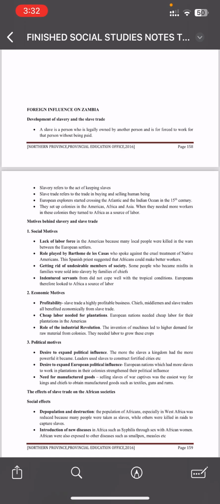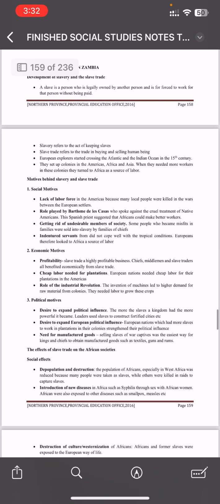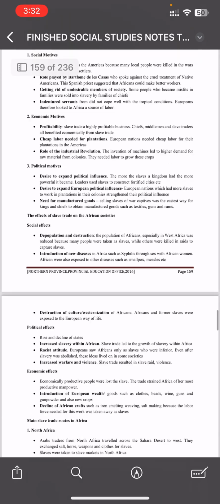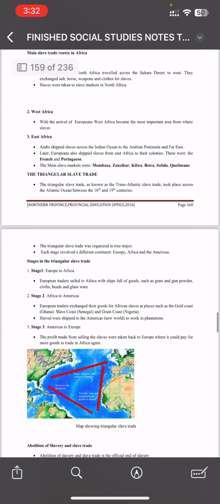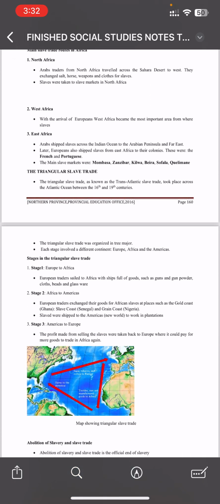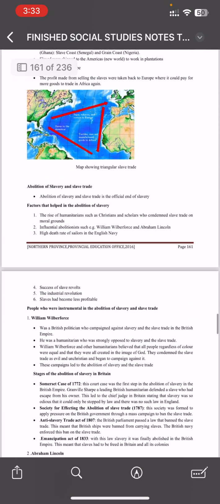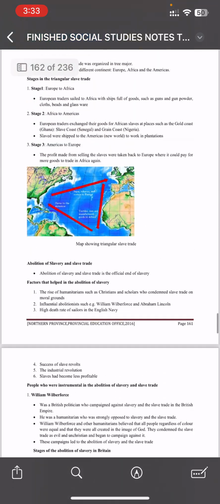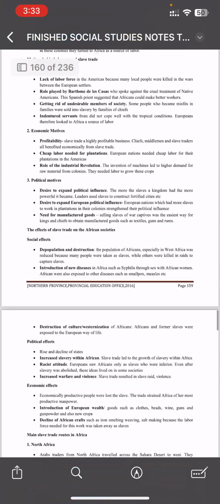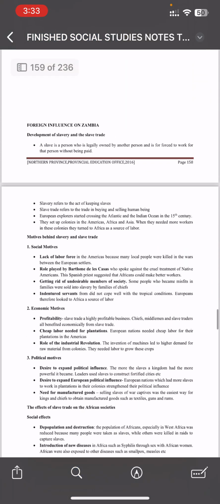So, in this lesson, we will look at foreign influence on Zambia. In the first video, we're going to talk about how slave trade started. In the second video, we'll look at the actual process of the slave trade. And in the third video, we're going to look at how slave trade was abolished or banned. Okay. So, how did slave trades develop?